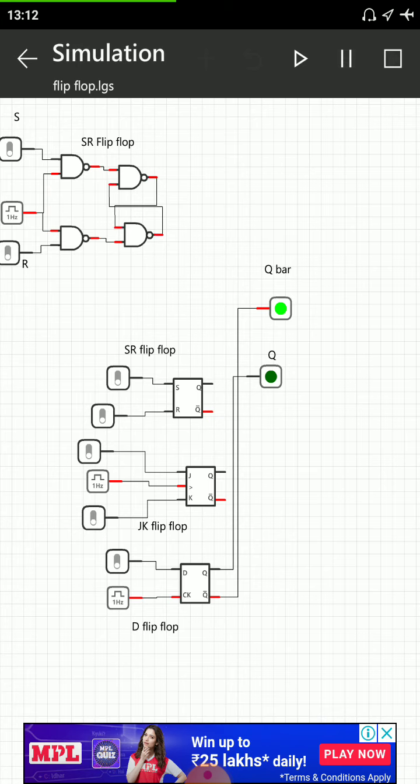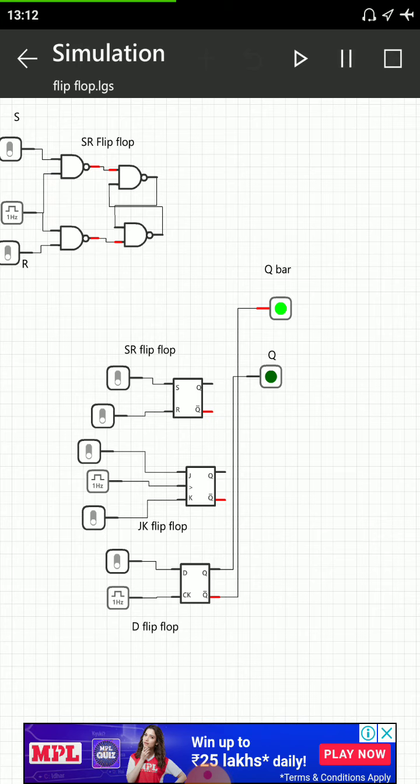This circuit has two stable states, 0 and 1, right? For input 1, output is present at Q, and for input 0, Q bar is high, meaning 0 at Q. So this has two stable states.